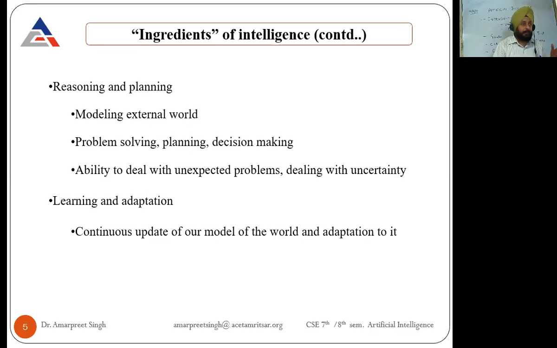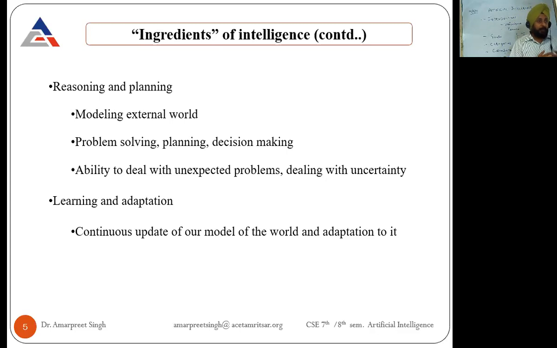Next, other ingredients are reasoning and planning. If something is happening around us, we reason out why it is happening, what is the reason that thing is going on, and we can even plan also. If we want to do something, if a new job or a new task is in our hand, then sometimes we know how it has to be done. If the task is very simple and we have performed that task earlier, then it is very easy. But otherwise, mostly for a new task, we have to plan properly what has to be done.